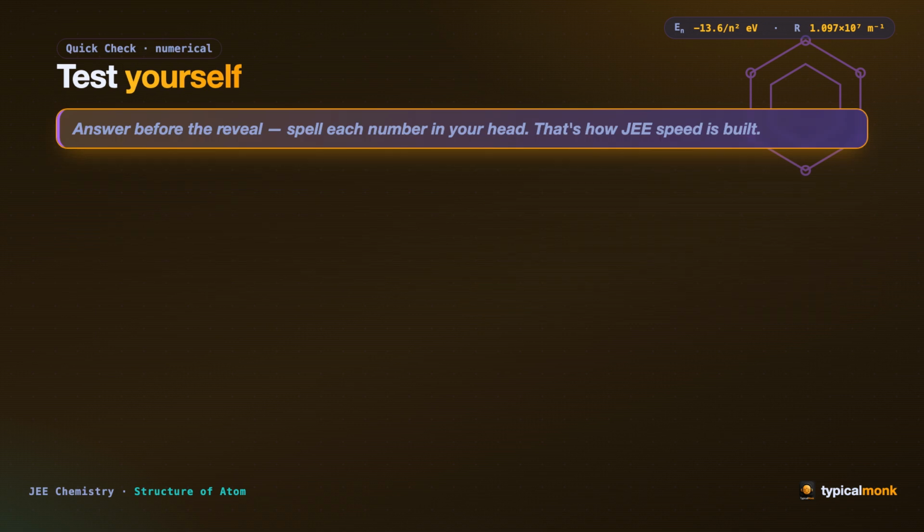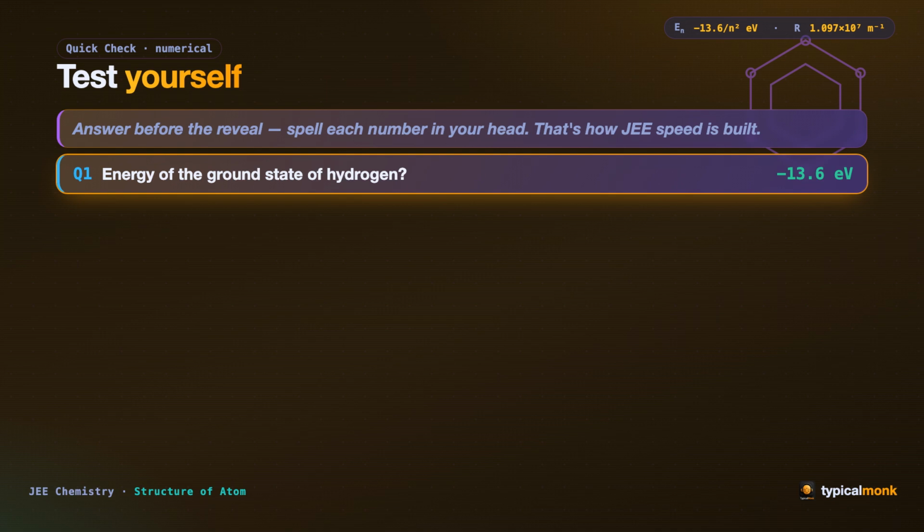Time to test yourself. Rapid fire. And today it leans fully numerical. Here's the rule. I ask, you answer in your head before the reveal and spell each number to yourself. No pen, no paper, just the ladder you built today. Question 1. What is the energy of the ground state of hydrogen? Straight from the formula, with n equal to 1, minus 13.6 electron volts.